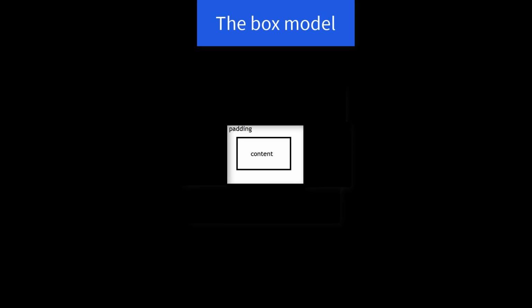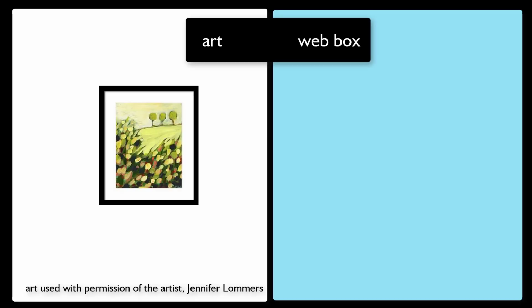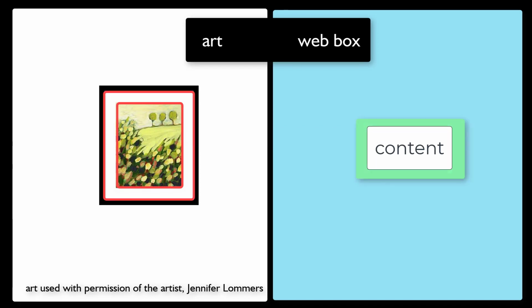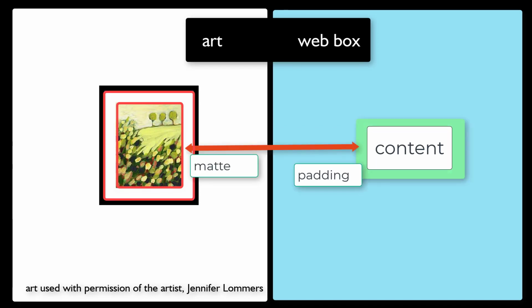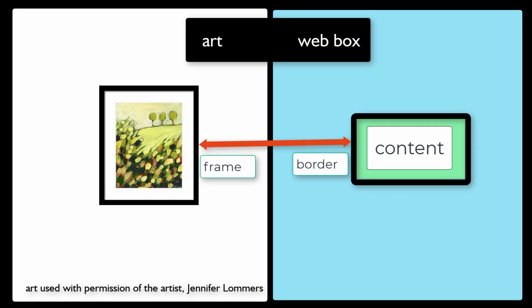Each box is composed of its content, possibly some padding, and maybe a border. You can also specify margins, space you want to have between blocks. It's like hanging framed artworks. The art itself corresponds to a block's content. There is often a mat around the art to help set it off. This corresponds to the padding for a web block. Then the art often has a frame, and this corresponds to the border of a web block.